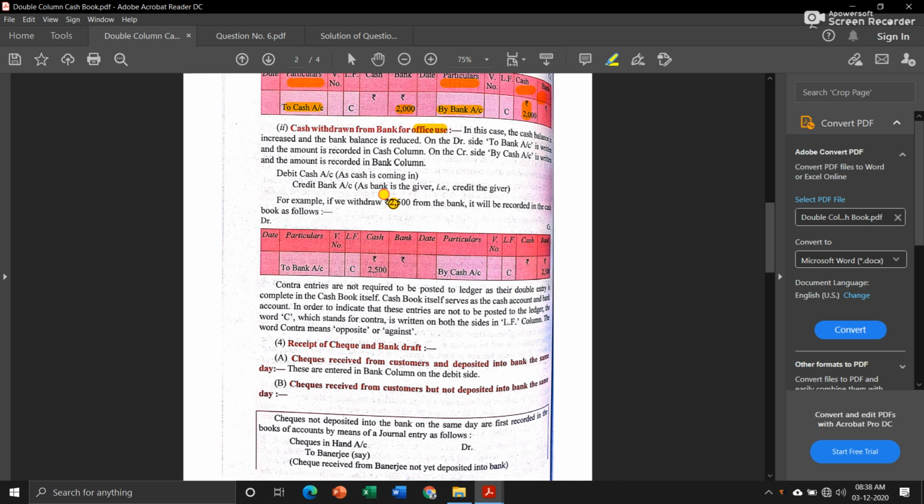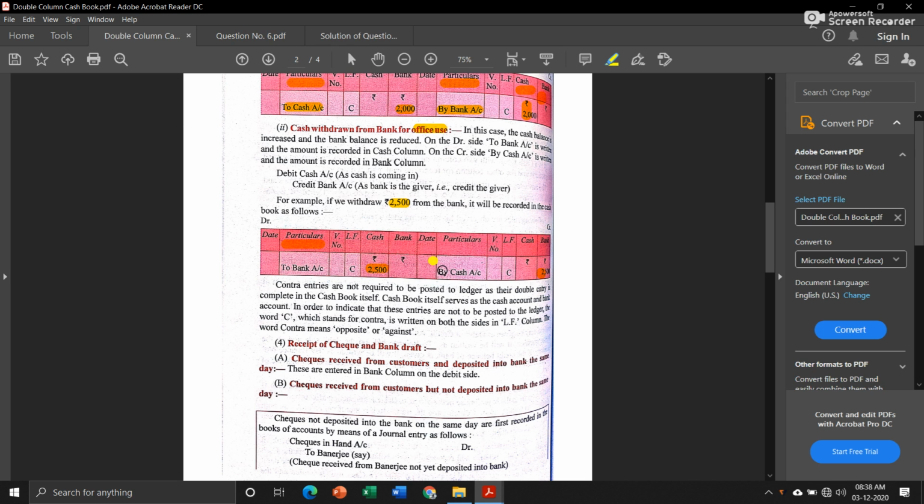Suppose we withdrew 2500 from the bank, then in that case on the receipt side you try to think who is receiving the money. It is cash who is receiving money, so we will record the amount in the cash column. And on the credit side, who is making the payment? It is the bank who is making payment of 2500, so we will record the amount in the bank column.